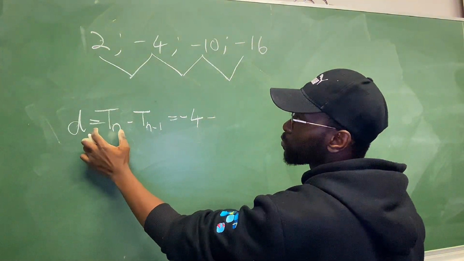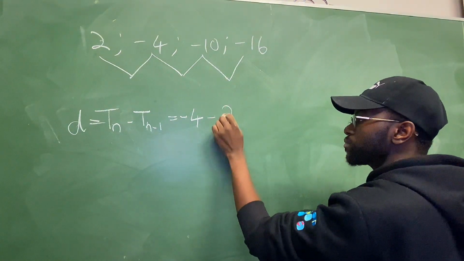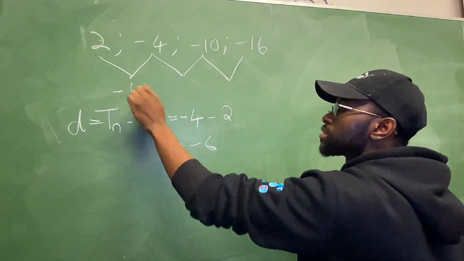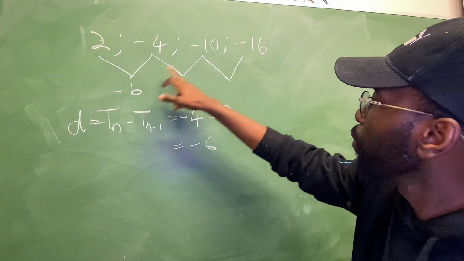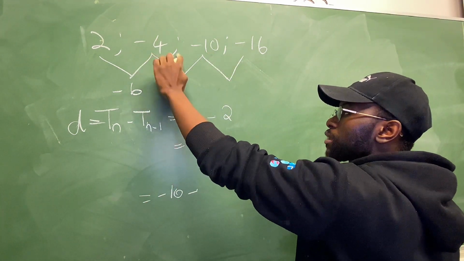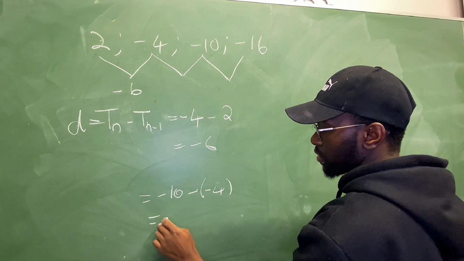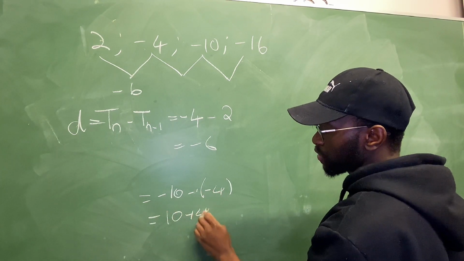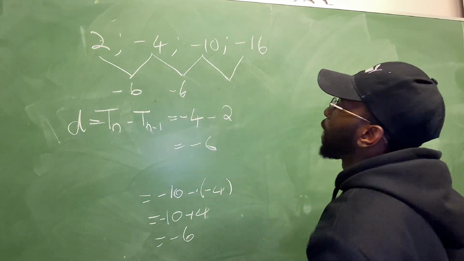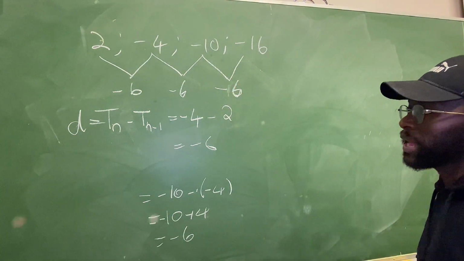So our first value will be minus 4, subtract the previous value, which is minus 2. So we get minus 6. Now, if we keep going and we check minus 10 subtract the previous value, which is minus 4, gives us minus 10 plus 4, which is minus 6. As you go on, you will find that this is also minus 6.